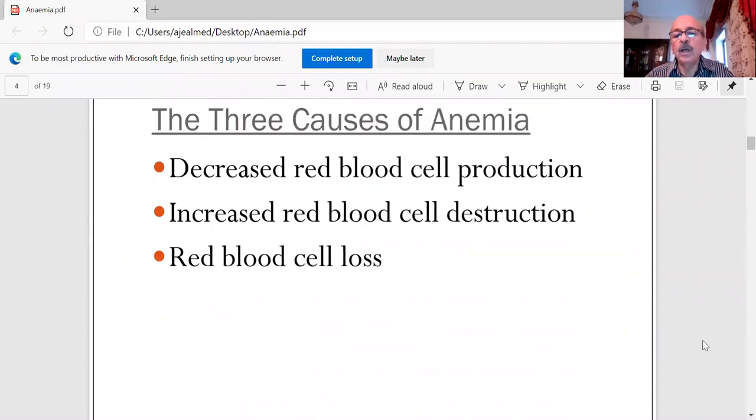What are the causes of anemia? These are the main three causes of anemia. Decreased red blood cell production. The blood cells are produced, as you know, in the bone marrow. So a disease affecting the bone marrow can cause anemia. And we will talk later, probably, about factors or diseases which can affect the bone marrow. Increased red blood destruction, again, can cause anemia.